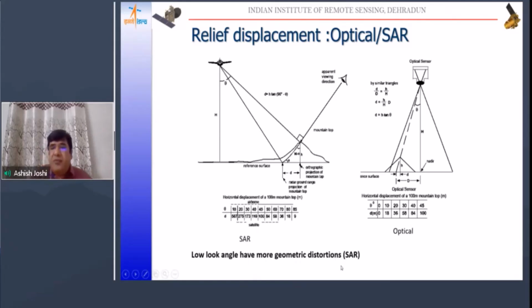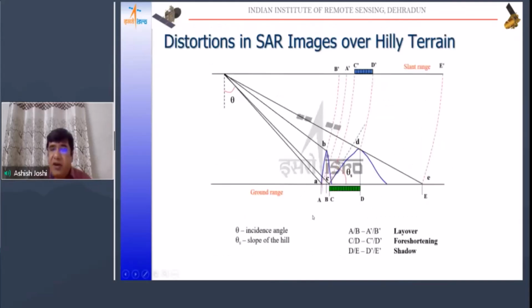If we want to image any surface and we are looking at a low look angle, then the geometrical distortion will be high for the SAR imaging sensors. So we have three concepts: layover, foreshortening, and shadow. For geometrical distortions, if this is a terrain, then layover is the AB and AB dash.